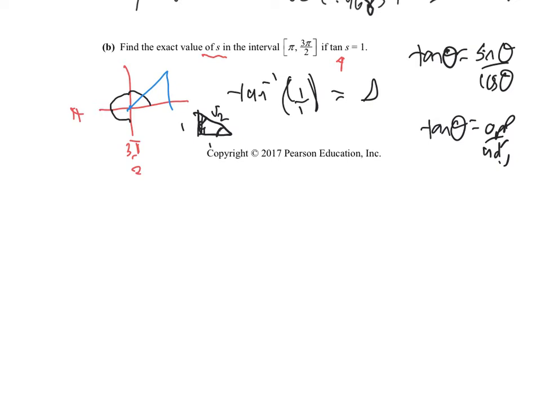But that's not the interval of my answer. The interval of my answer has to be between pi and 3 pi over 2. So yes, I have a 45 here, and I have a 45 here, but that's not the one I want. I have other 45s here, and here, but those are not the ones I want. I want the one that's in here.